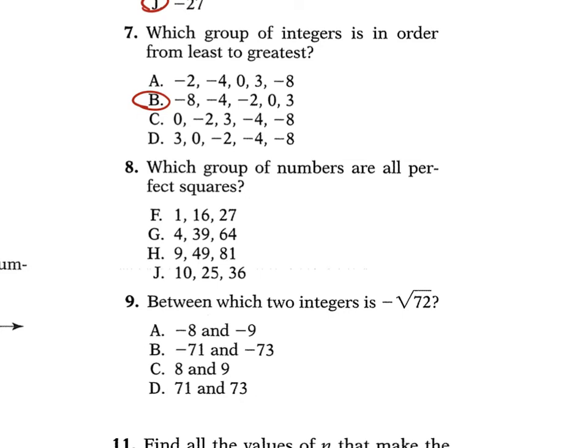8 says, which group of numbers are all perfect squares? F says 1, 16, 27. 27 is not a perfect square. G says 4, 39, 64. 39 is not a perfect square. H is 9, 49, and 81. Yes. For J, your 10 is not a perfect square. 9 says between which two integers is a negative square root of 72? Well, if we had the negative square root of 64 and the negative square root of 81, the negative square root of 72 falls between it, so that's going to be negative 8 and negative 9. So that's A.